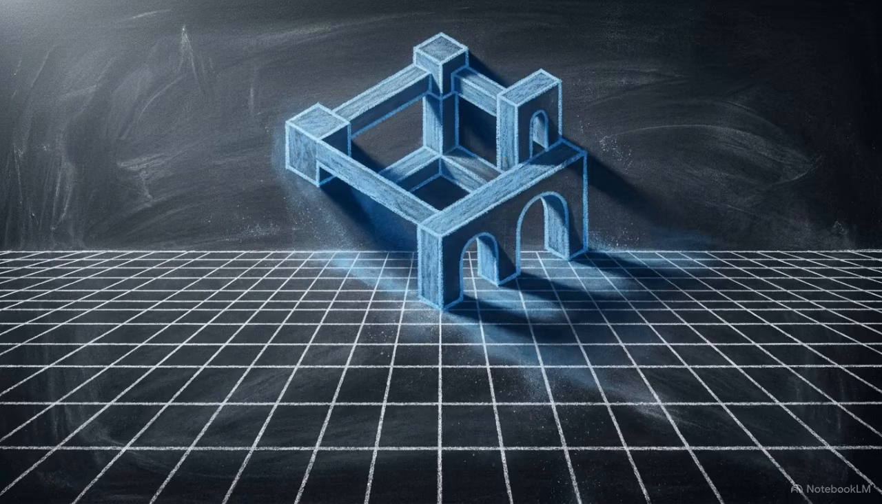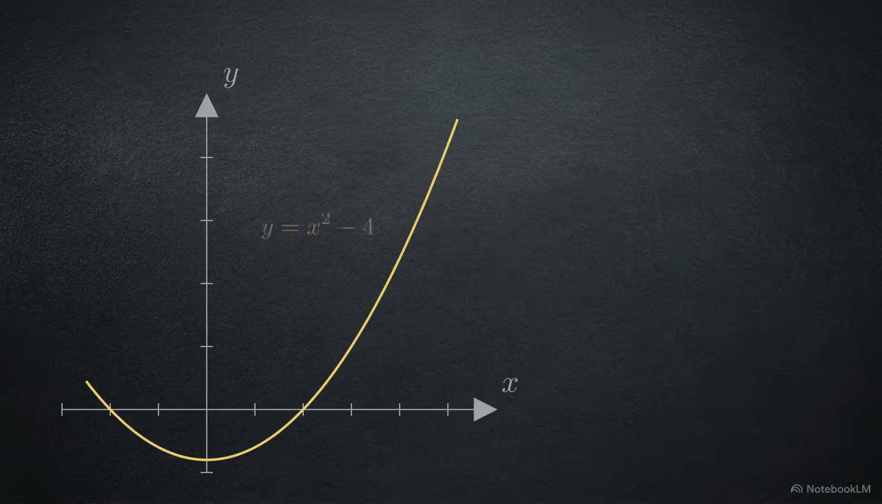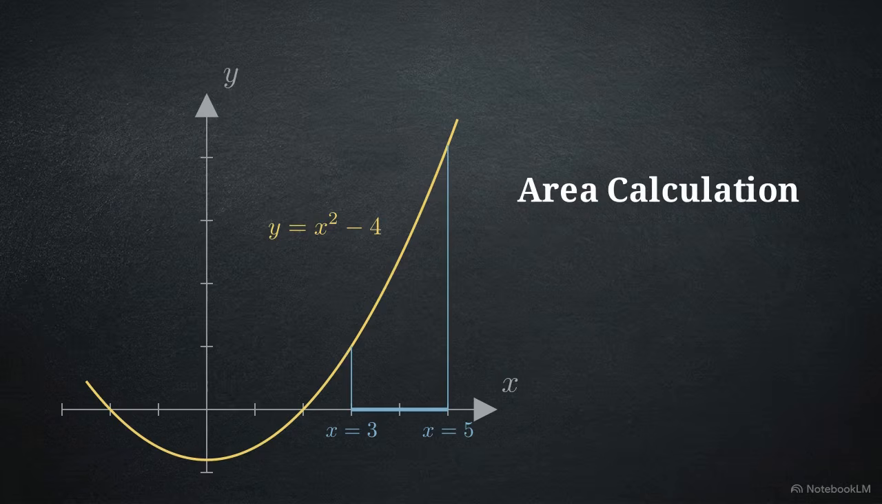With our critical points identified, we can move up a dimension to measure the flat area trapped underneath a curve. We will use the function y equals x squared minus 4, focusing on the space between the curve and the horizontal axis, bounded by the lines x equals 3 and x equals 5.